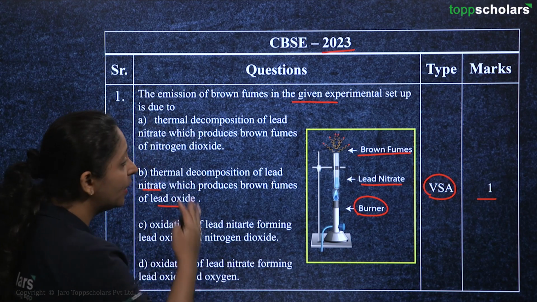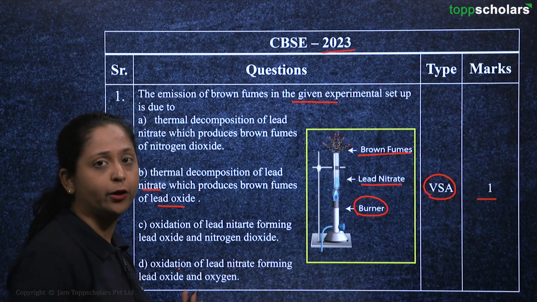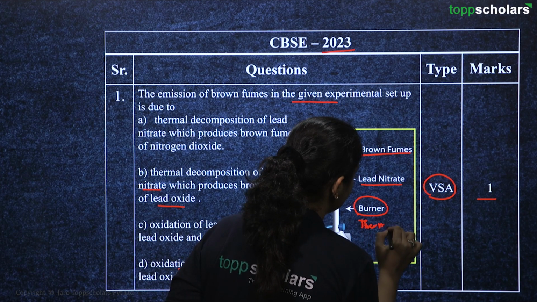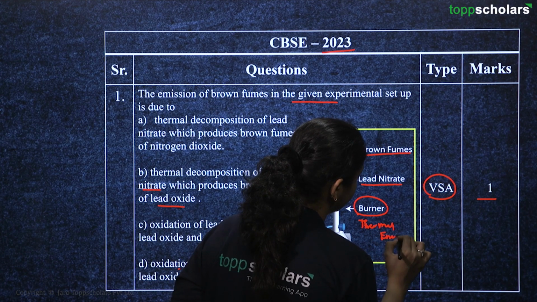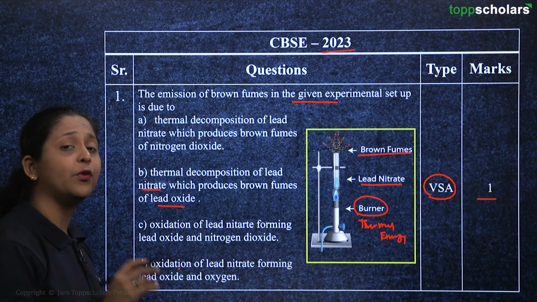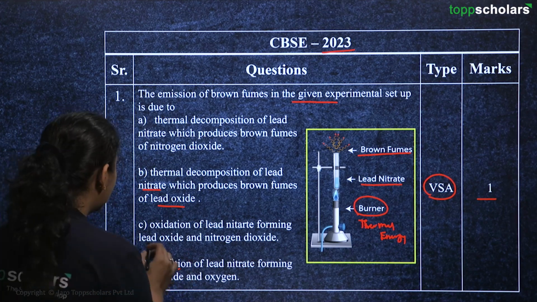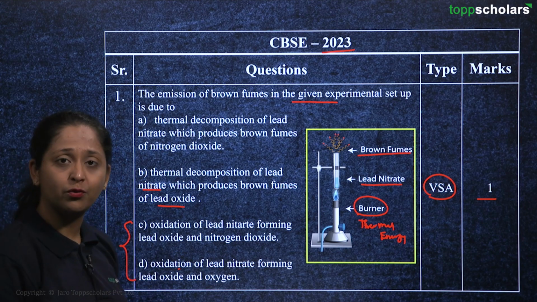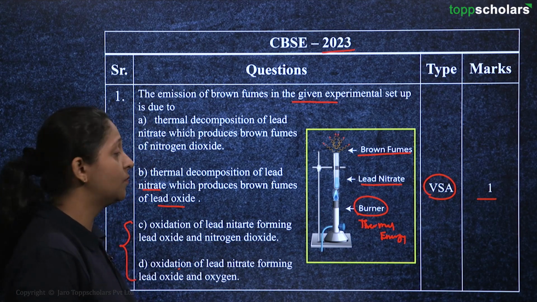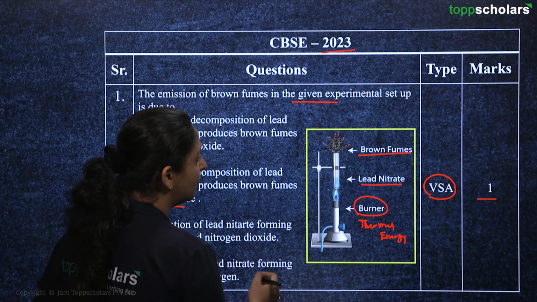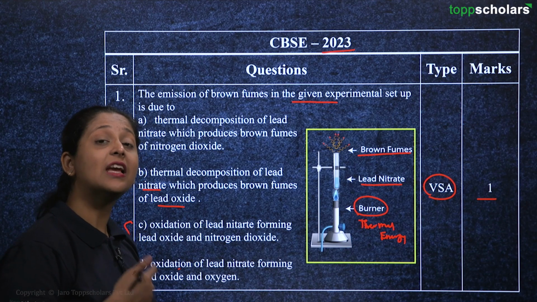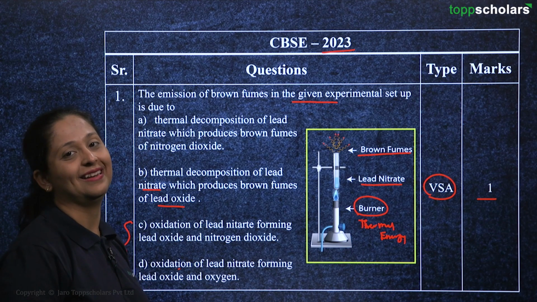So here, students, what we can do is try to eliminate the incorrect options. As you can see, we are burning, that means you are providing thermal energy. Thermal energy is there, correct? So as thermal energy is provided, this will be a thermal decomposition reaction. So you can eliminate the last two options. The oxidation, definitely there will be oxidation, but it is the thermal decomposition which is doing that oxidation, right? So you can apply this trick to your questions, eliminate the incorrect options, and you will reach your answer, your goal, very quickly.